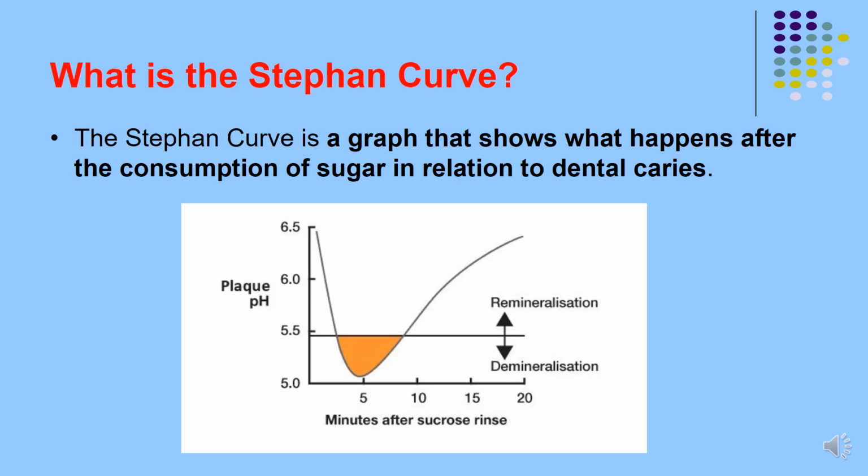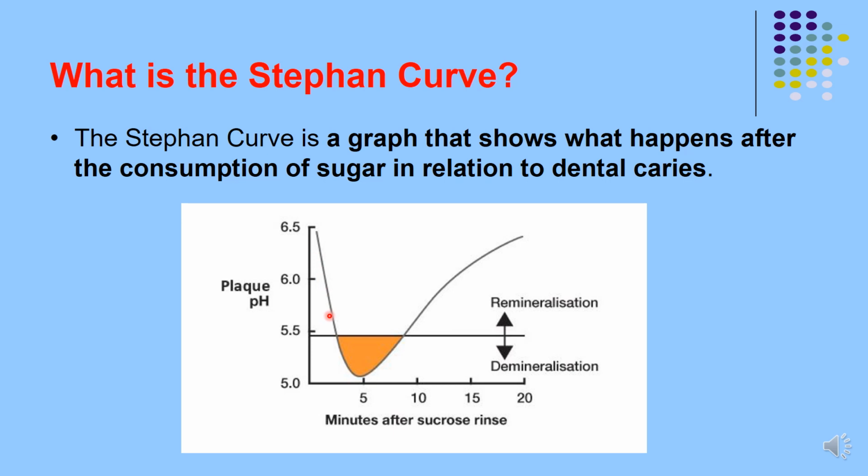Okay, so the first question is, what is Stephens curve? So the Stephens curve is a graph that shows what happens after the consumption of sugar in relation to dental caries. Okay, so as you see this graph over here, you would realize that this is a graph that is plotted against the pH, the plaque pH versus the minutes or the time after sugar intake has been taken.